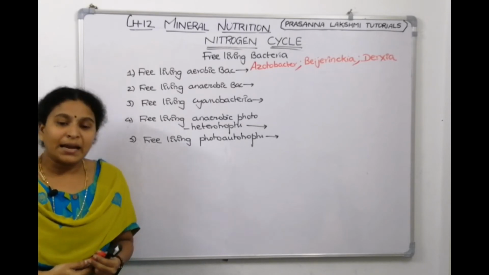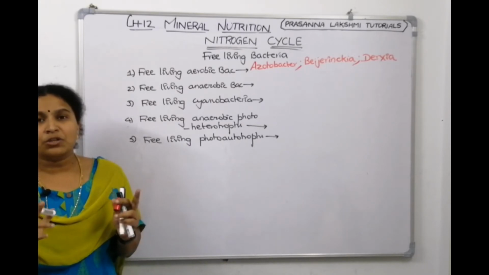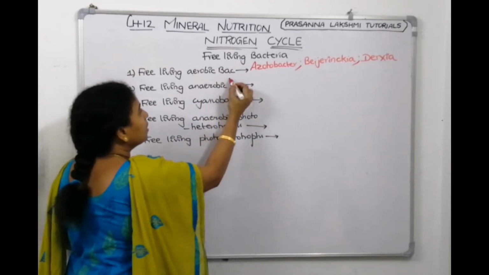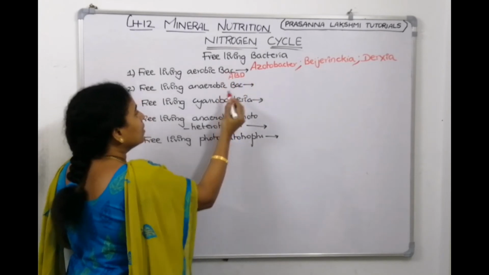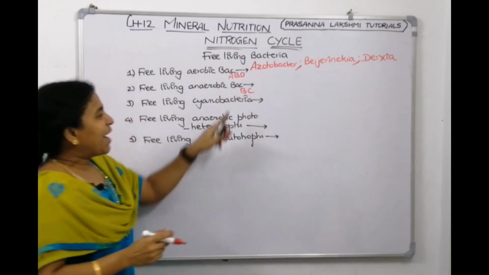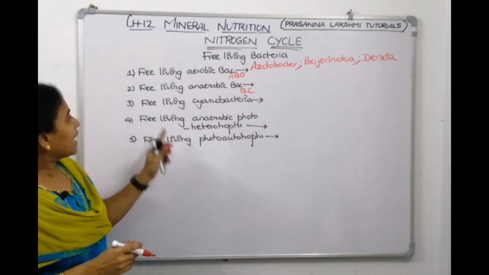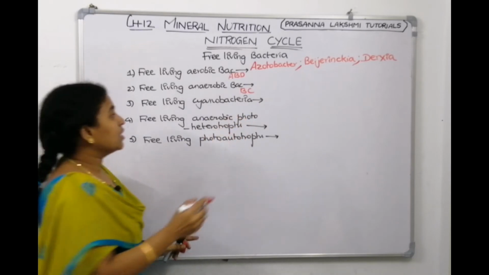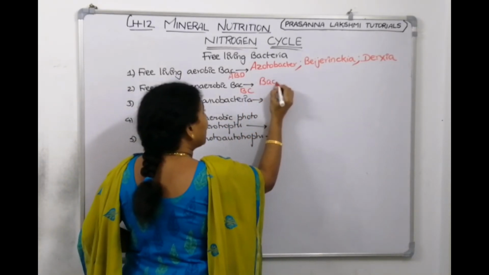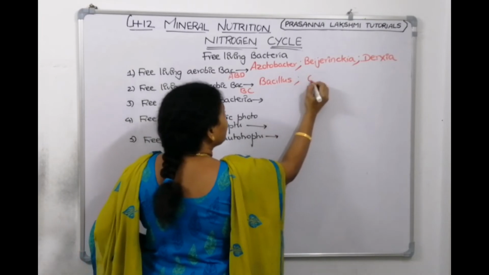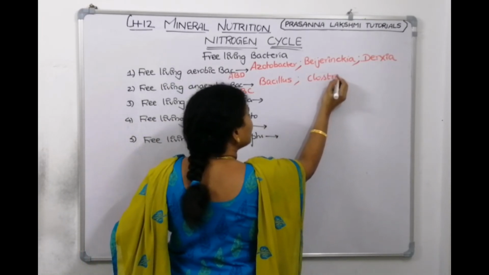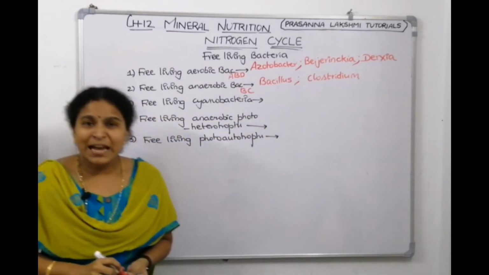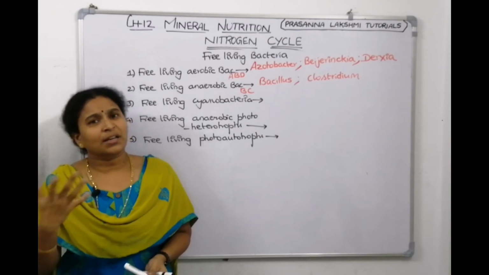Now free living anaerobic bacteria examples, we are going to write B and C. Here the code is ABD. Here the code is BC. Bacillus, Clostridium. What are the examples of free living anaerobic bacteria which can do nitrogen fixation? Examples are B for Bacillus, C for Clostridium. Right, children?